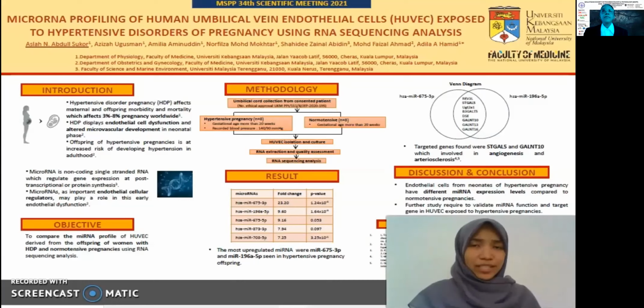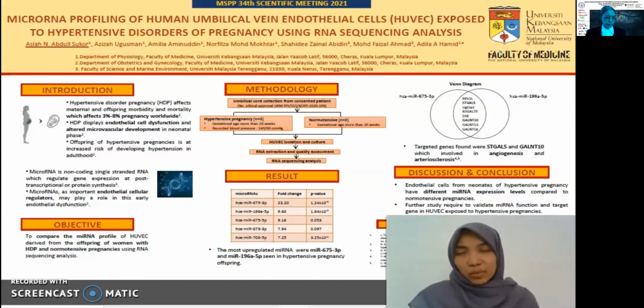Hypertensive disorder of pregnancy is high blood pressure in pregnant women, which affects 3 to 8% of pregnancies worldwide. Previous researchers have found that offspring of hypertensive disorder pregnancy have changes in endothelial function and also a high risk of getting hypertension in adulthood. MicroRNA is a small non-coding RNA which regulates expression at the post-transcriptional level. This regulation of microRNA in HUVEC may be caused by hypertensive disorder of pregnancy. However, studies on microRNA profiling of endothelial cells of offspring from hypertensive disorder of pregnancy are limited.